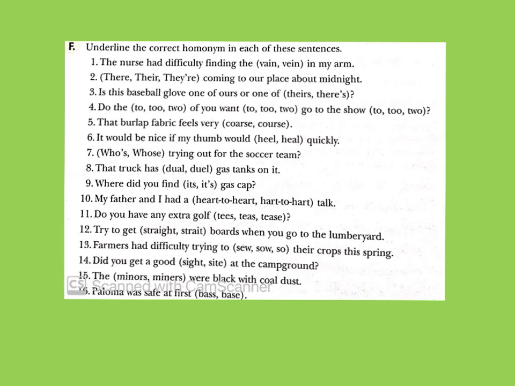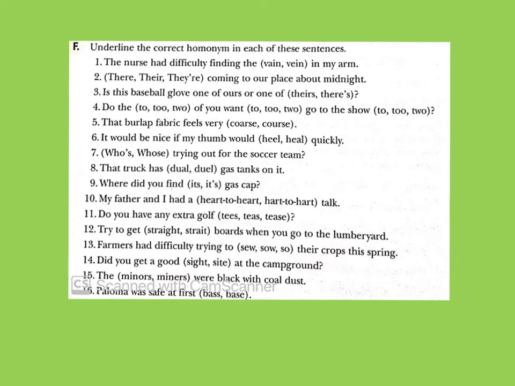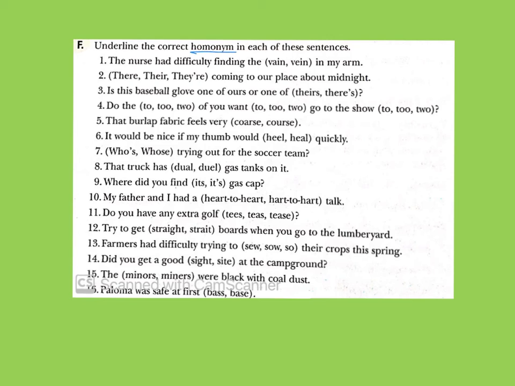Question F asks you to underline the correct homonym in each of these sentences. So remember, homonyms are words that sound the same but are spelled differently and have different meanings. So the nurse had difficulty finding the vein in my arm, while the first vain means that you think a lot of yourself and like looking in the mirror and you think too much about what other people think about you. Whereas the second vein is what your blood travels through in your body. So you would underline the correct one. Feel free to use a dictionary or refer back to lesson 74 on page 91.